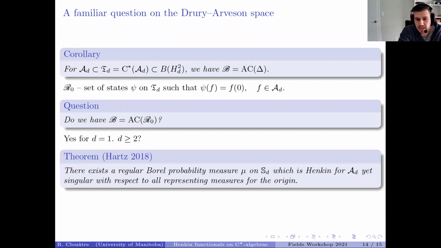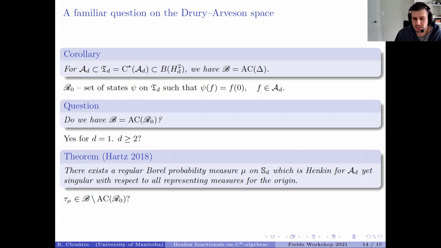And then you would think that this does it, right? You would think that you just take this measure mu, you get a state out of it defined on the C-star algebra. It's inside of B because the measure is Henkin for AD. And then does it lie in AC of R0? This looks like a completely stupid question. I mean, I'm telling you mu is singular with respect to everything in R0, and seemingly I'm asking you, does it mean that mu is not in AC of R0?